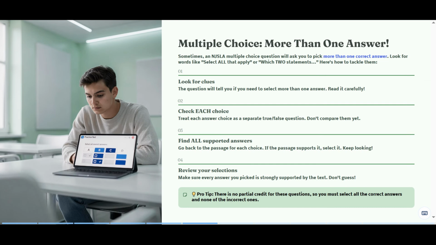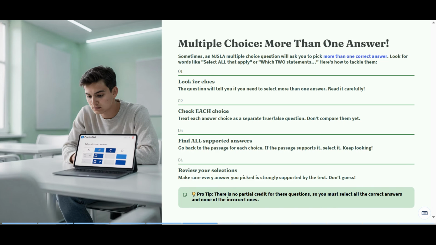Multiple choice, more than one answer. Sometimes an NJSLA multiple choice question will ask you to pick more than one correct answer. Look for words like select all that apply or which two statements. Here's how to tackle them. Look for clues. The question will tell you if you need to select more than one answer. Read it carefully. Check each choice. Treat each answer choice as a separate true or false question.